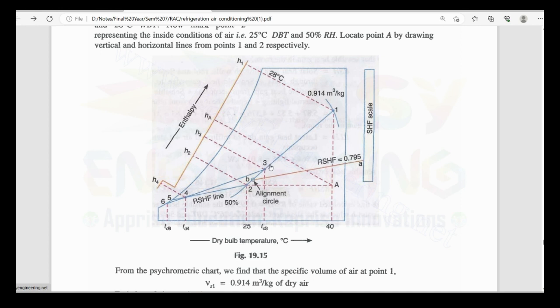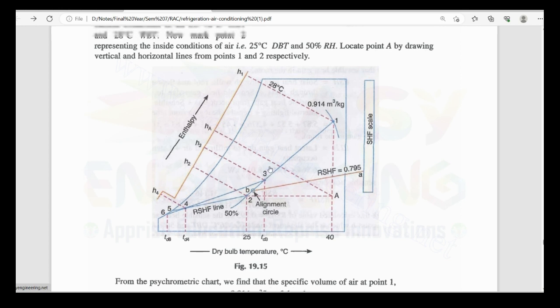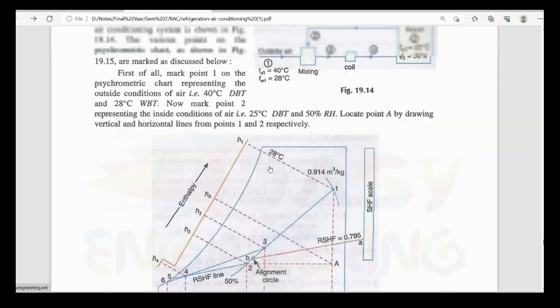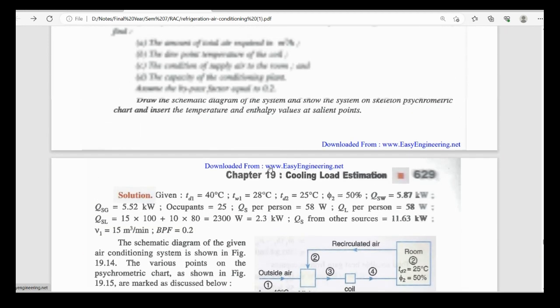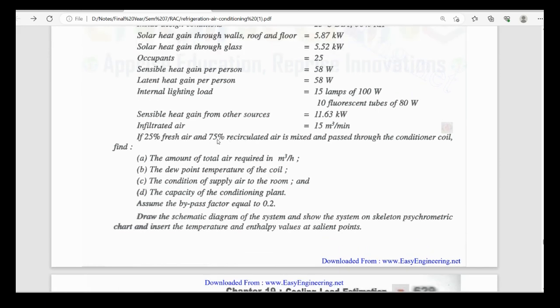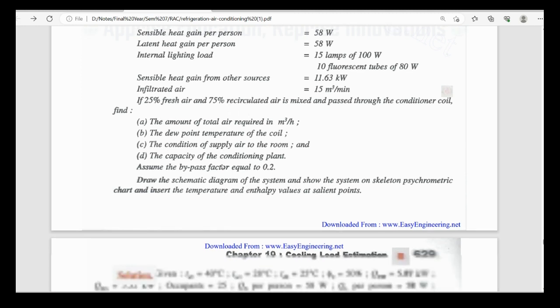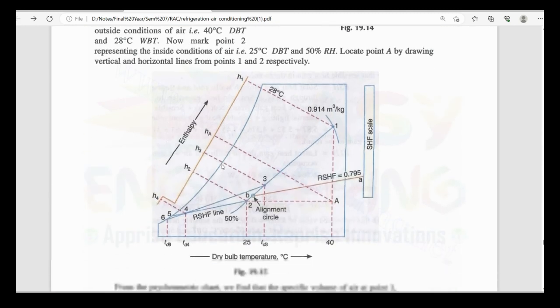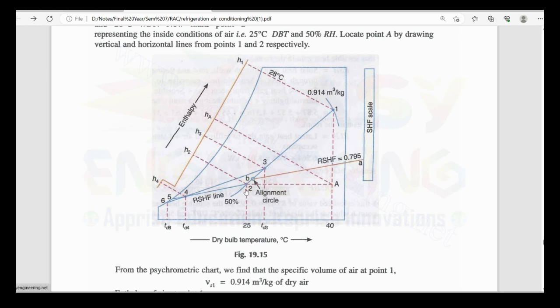Okay. Now you can also see in the numerical that 75% should be recirculated air and 25% should be fresh air. The ratio of recirculated air is more, so the point should be inclined towards the recirculated air point. So we can simply see here that point number 3 is very near to point number 2 rather than point number 1.